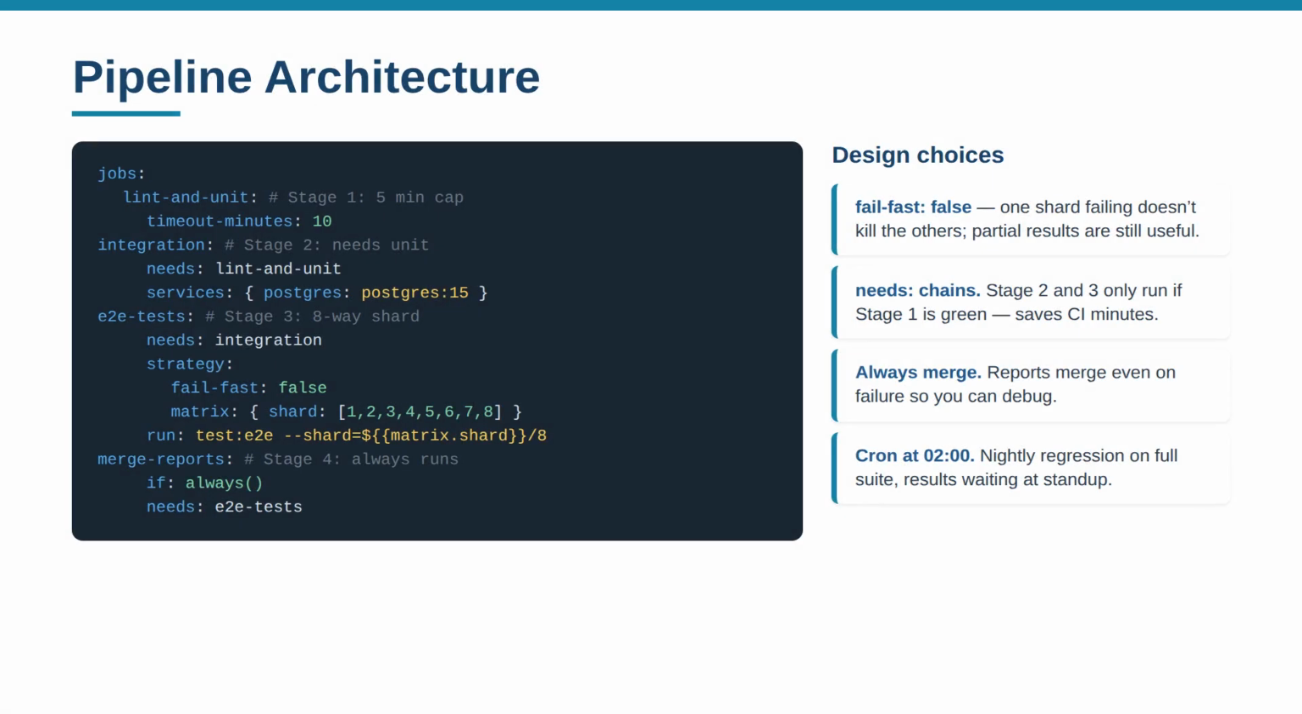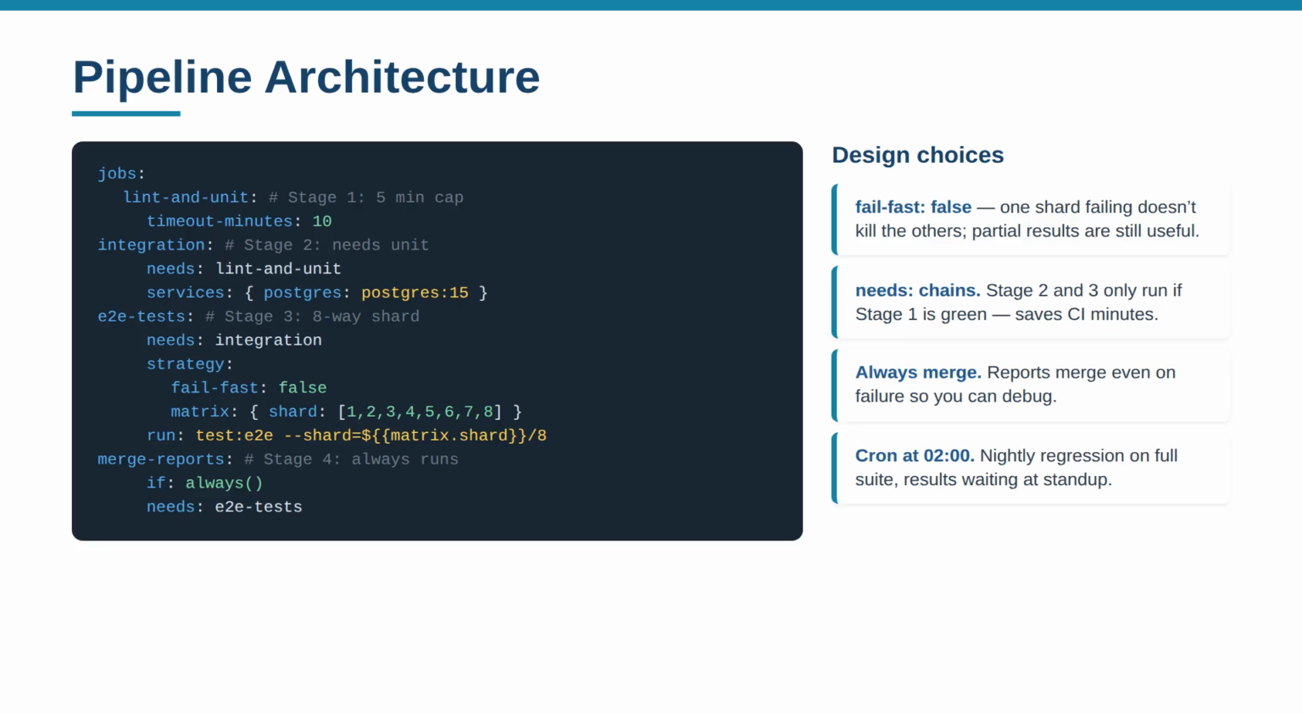Here's what this looks like as a concrete pipeline. The first job is lint and unit, with a 10-minute timeout. The integration job declares a dependency on lint and unit, using the needs keyword, and spins up a Postgres service container. The end-to-end job depends on integration and fans out across 8 shards using a matrix strategy. Each shard runs 1/8 of the suite in parallel. Finally, a merge reports job runs unconditionally using the always condition.